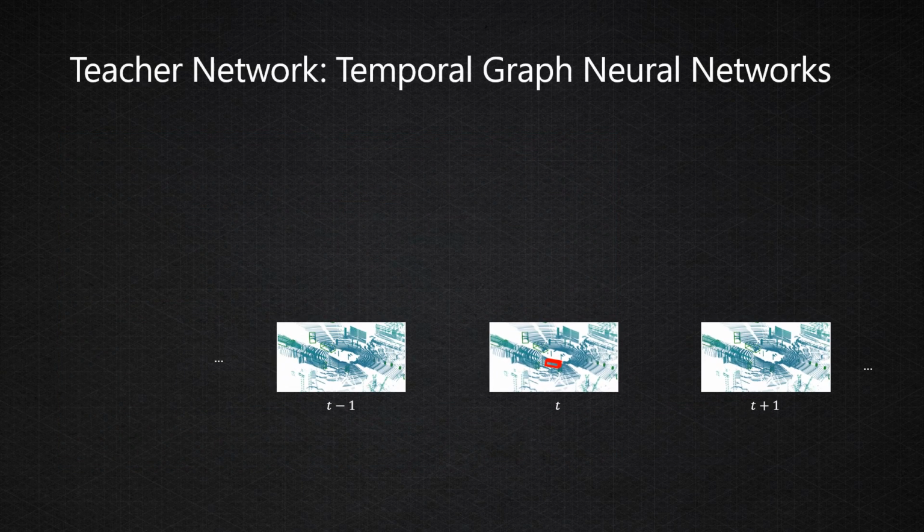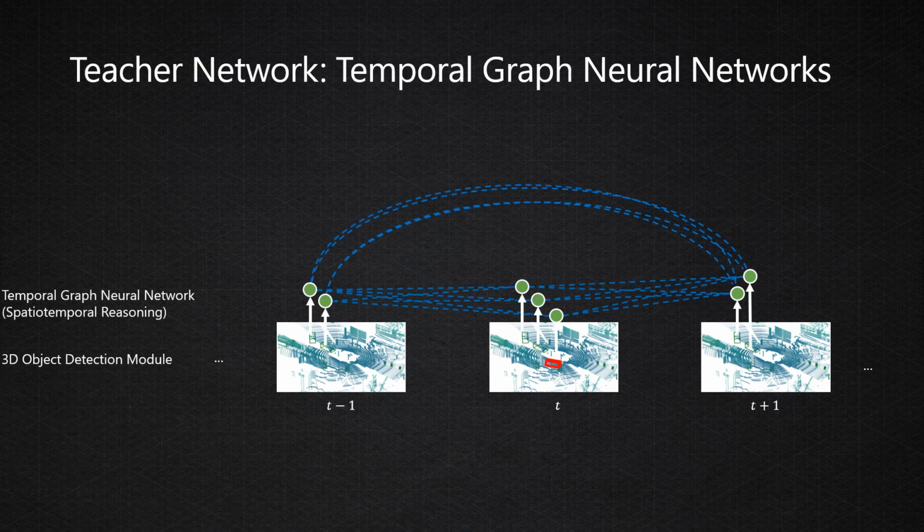Our teacher consists of two modules, a 3D object detection module and a spatial temporal reasoning module. The 3D object detection module can be any existing 3D object detector, which is initially trained from only a limited amount of labeled data. We then input each frame into a 3D object detector to find the detected objects in the scene. To smooth these detections and create more accurate pseudo-labels, we propose a novel spatial temporal reasoning module.